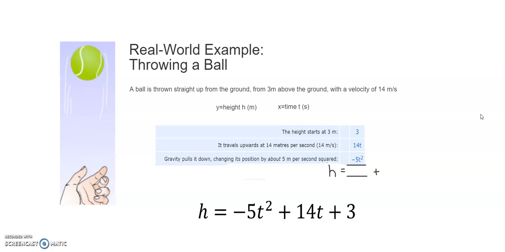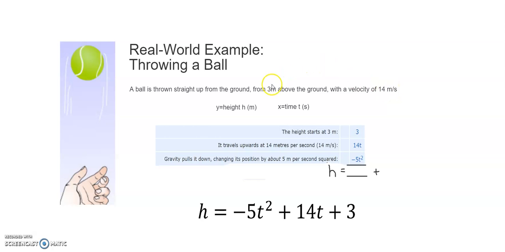But in the real-world example of throwing a ball, we can actually model the height of the ball from being thrown to when it hits the ground as a quadratic equation. Don't worry, you won't have to actually derive this quadratic equation at any point, but it's just nice to see. And when we actually come to factorize it, it's something we need to do in GCSE. So what we can take from this question is, a ball is thrown straight up from 3 meters above the ground, with a velocity of 14 meters per second.